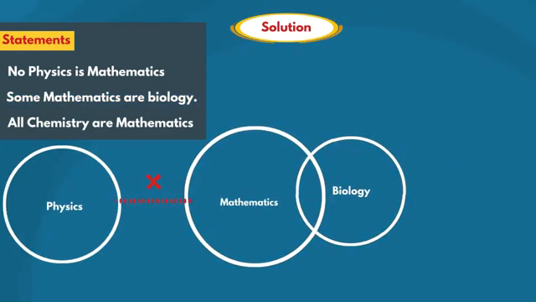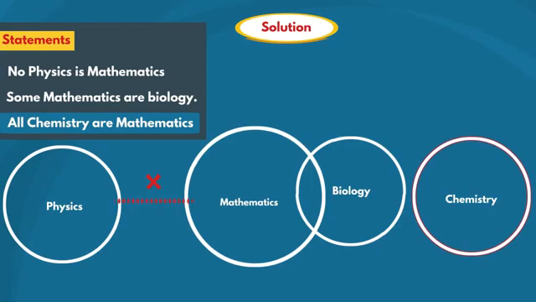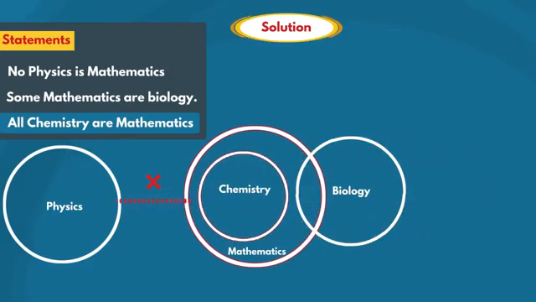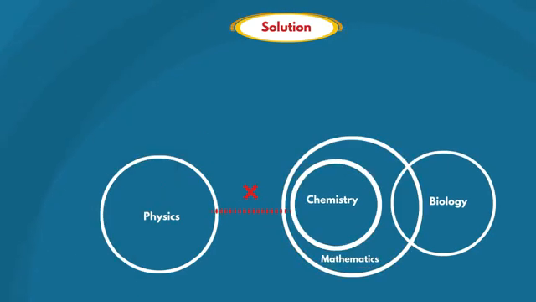Next statement. All chemistry are mathematics. Here, this circle represents chemistry and this circle represents mathematics. In the statement, all chemistry are mathematics. So take chemistry inside the mathematics circle. Here, all chemistry are mathematics. This is the basic diagram based on the statements. Now check the conclusions with this diagram.